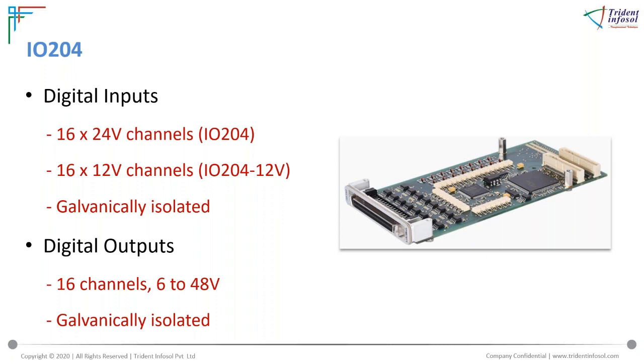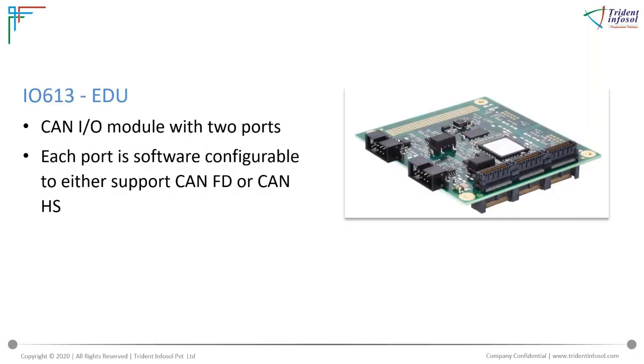There are also 16 digital outputs available, and the voltage levels on these signals will be between 6 to 48 volt. So these are some of the cards that I have taken for presentation. Based on the requirement of the application, we can have different IO cards. We provide a vast number of cards based on the voltage or the number of channels.